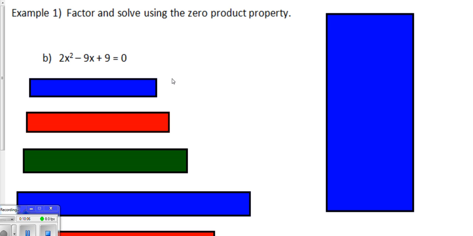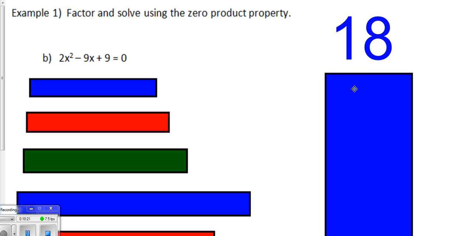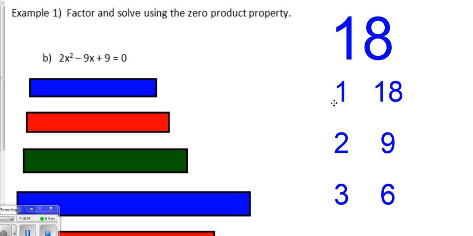Moving on to another example here. B. Again, we're just factoring and solving using the zero product property. In this case, we don't have a 1 out front, we have a 2. So when we do our AC method, we have to do 2 times 9 to get positive 18. Now, looking at 18, its factor pairs are 1 and 18, 2 and 9, 3 and 6. Now we need the pair that's going to add up to negative 9.